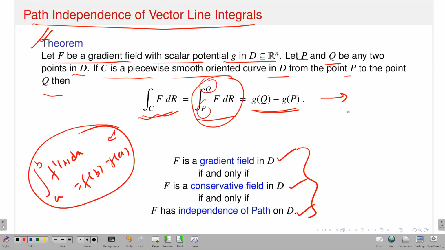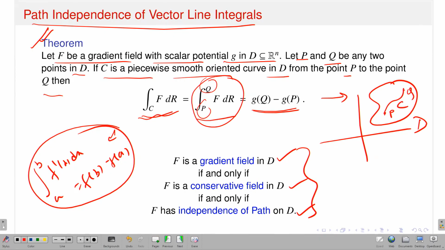So if this is my R2 and this is my domain D, suppose I have a point p and a point q, and this is my curve C. So if C is a piecewise smooth curve in D from the point p to the point q, then the integral over C of F dr, that means the vector line integral of capital F over C, since it is a gradient vector field, that means it is grad of g, is g of q minus g of p.